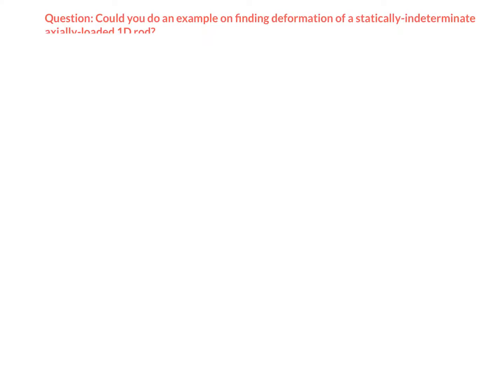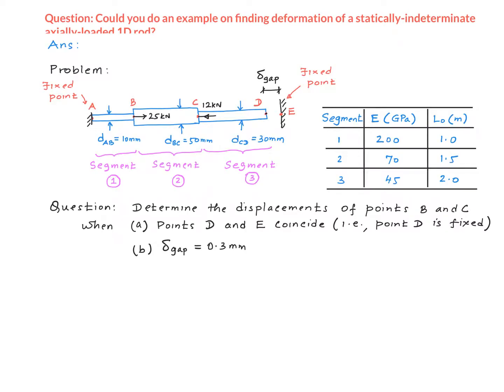The question is, could you do an example on finding deformation of a statically indeterminate axially loaded 1D rod? Here's the problem that I have chosen here, which is patterned after a problem that I have discussed in some of the previous videos. We have a 1D rod with 3 segments, each with a different diameter, Young's modulus, and length. The values of the diameter are given on the picture. The values of the Young's modulus and length are given in this table.